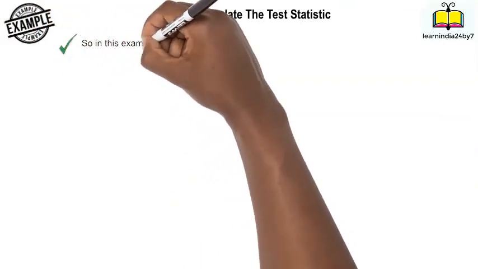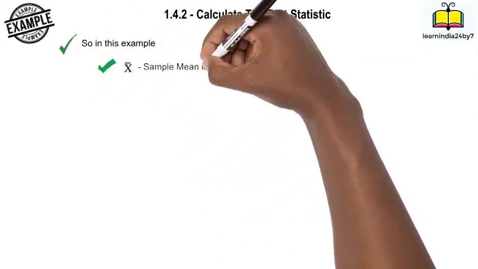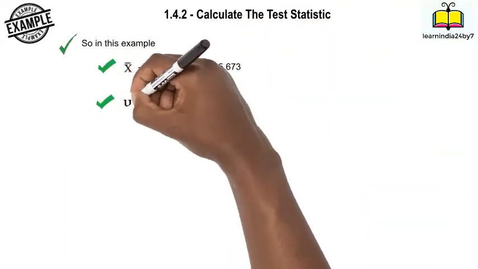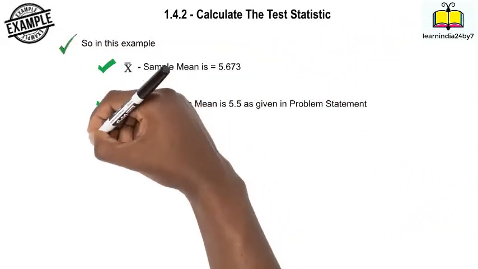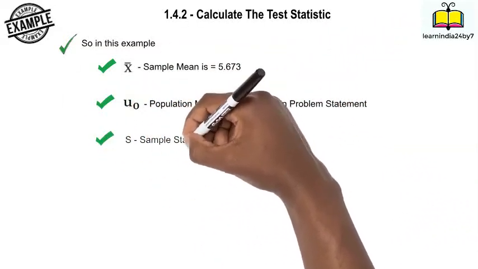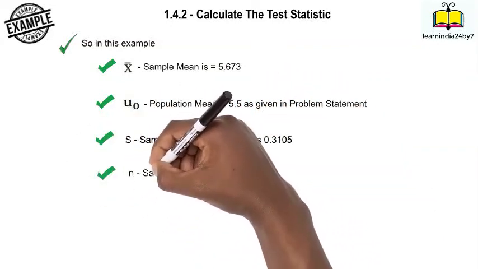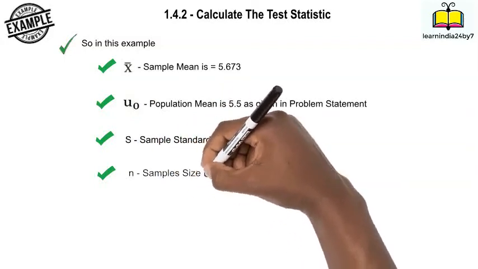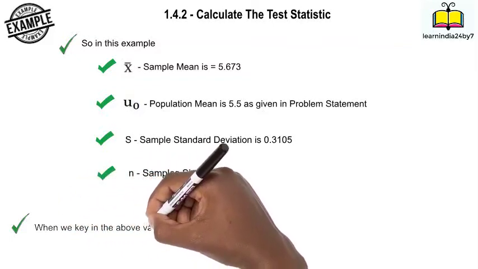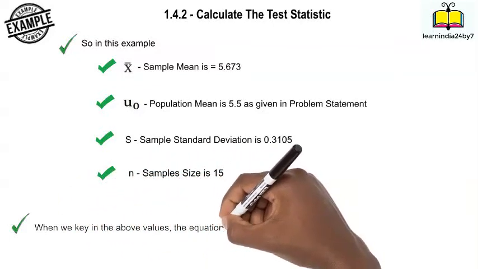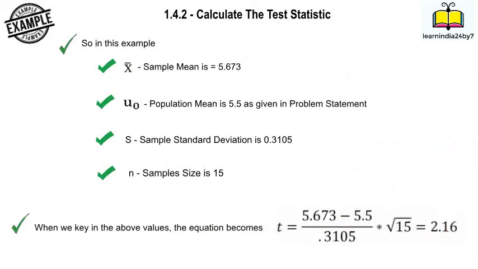So friends, in this example, we have x bar sample mean as 5.673. Mu0 population mean is 5.5 as given in the problem statement. Sample standard deviation is 0.3105 and n, which is sample size, is 15. When we key in the above values in the t-test statistic equation, the t-test statistic value comes to be 2.16.